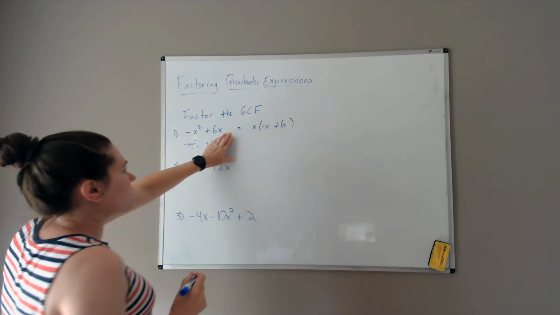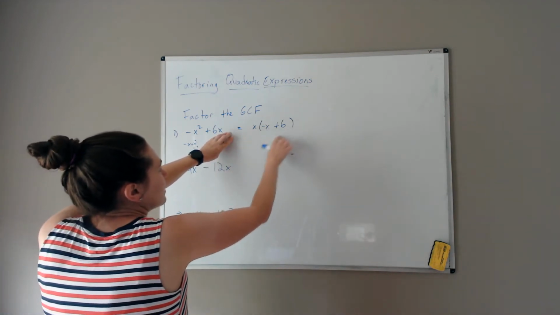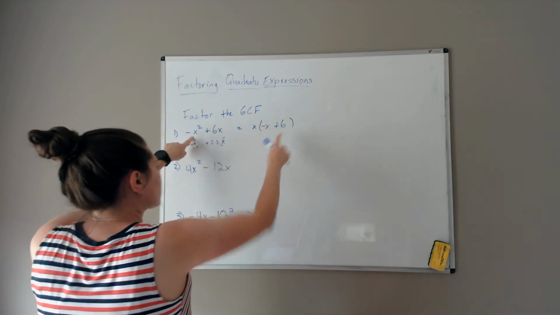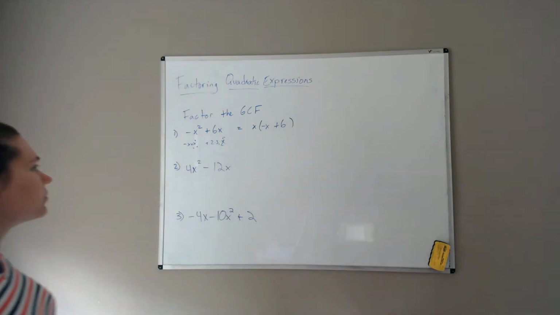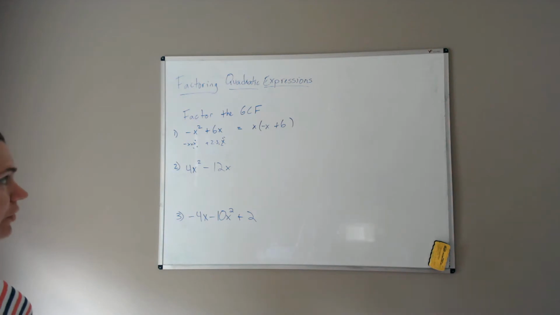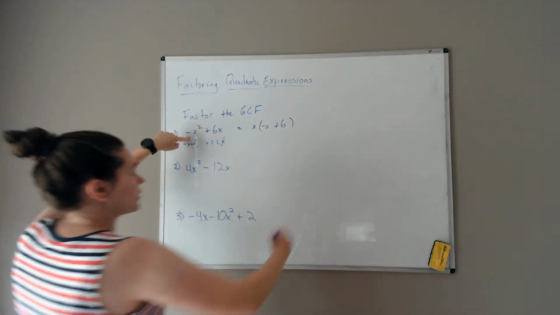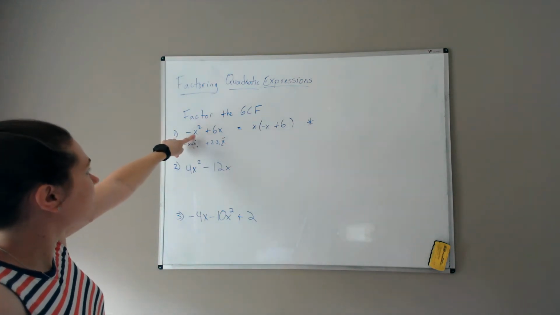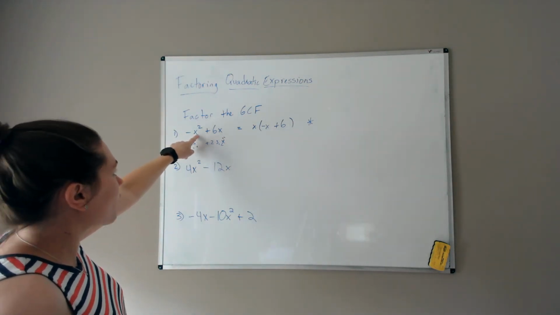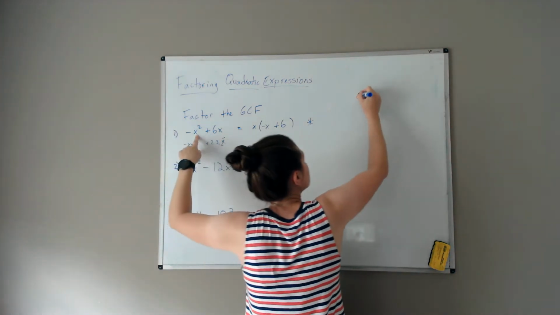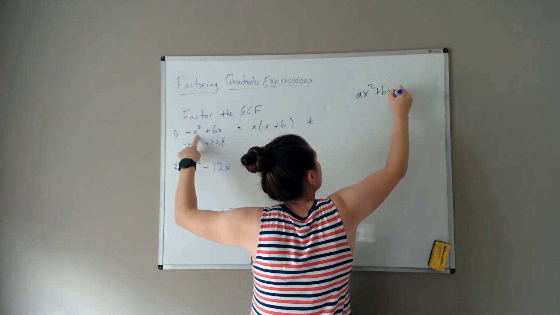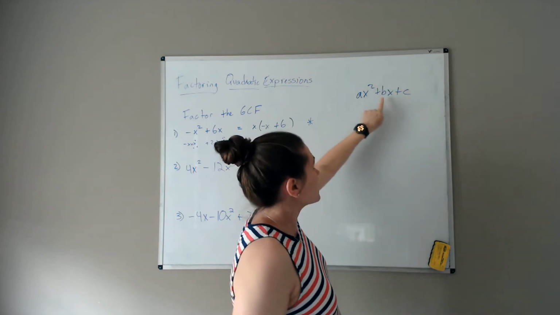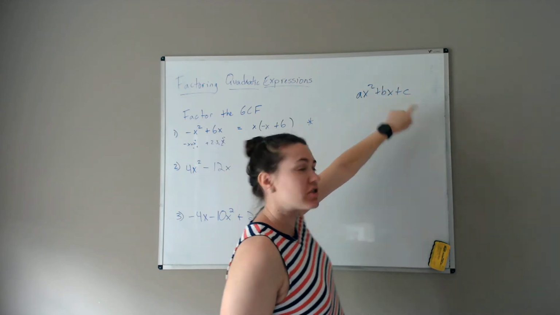To check whether or not you did this right, think about distributing the x. You need to get back to negative x squared. Distributing the x, you need to get back to 6x, which you do. Now, it might be useful when you are in standard form of a quadratic, remember, standard form is ax squared plus bx plus c. So you have to have the quadratic term, then the linear term, and then the constant term.